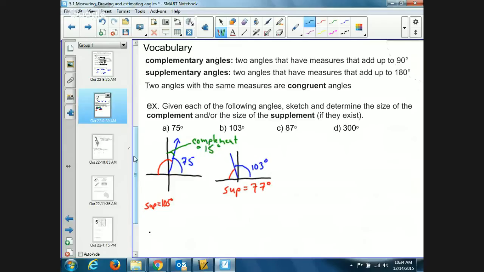Okay, I'm assuming you paused, or you just started and you want to correct your answers. 87 degrees will be very close to 90. So that's 87. In this case, it's even hard to draw in here. But the complement is going to be equal to 3 degrees because that's what adds up to 90. In this case, the supplement, 180 minus 87 degrees, the supplementary angle, is 93 degrees.